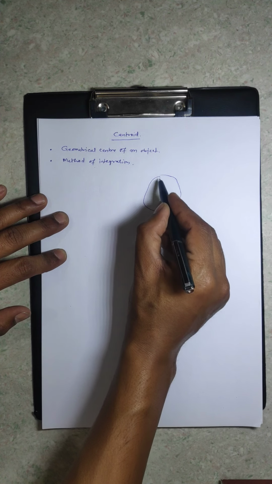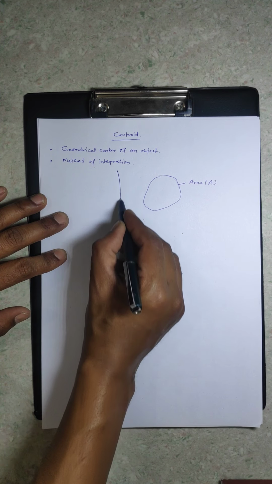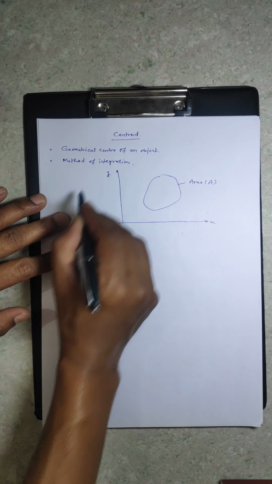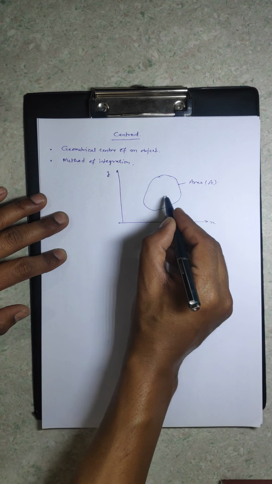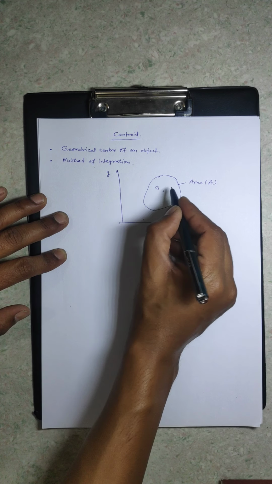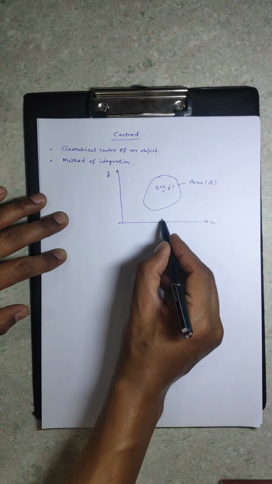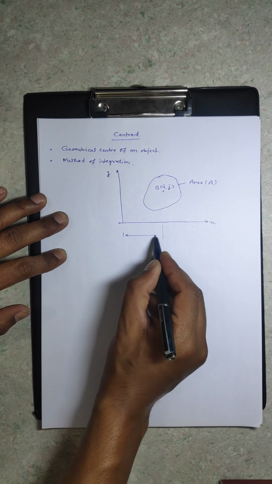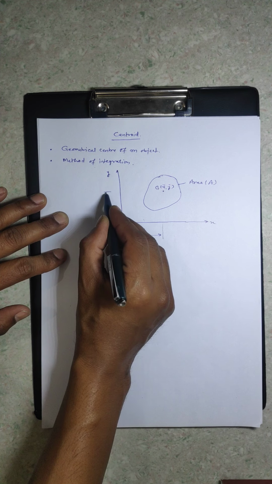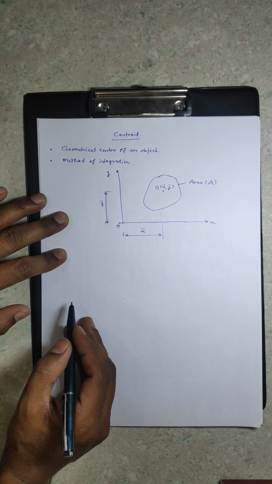For example, consider an object having area A. Set the coordinate axes, say y and x. This is the x axis and this is the y axis. Say its centroid is here, designated by capital G. x bar, y bar are the coordinates of the centroid, meaning this distance from the origin is x bar, and this distance from the origin is y bar.